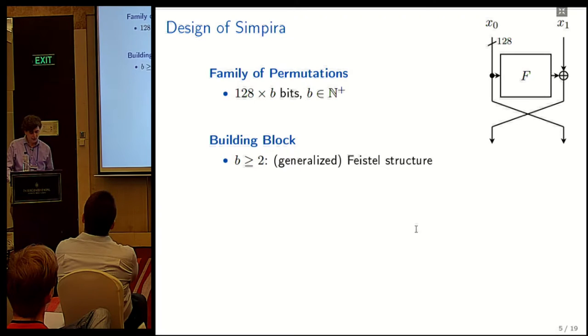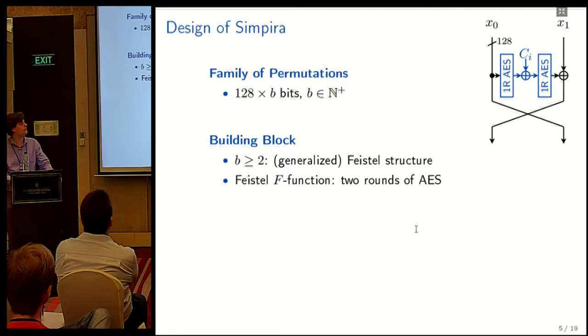For B larger than 2, we will look at Feistel and generalized Feistel constructions. And the way that they are designed, here you see a Feistel on the right side, is that we will use 2 rounds of AES inside.